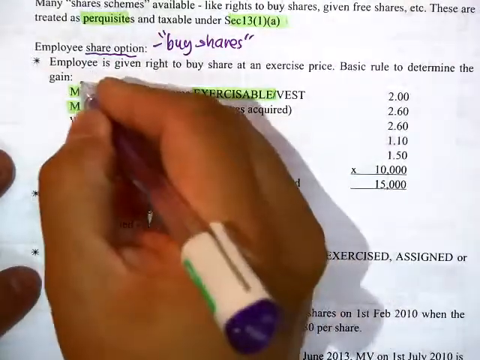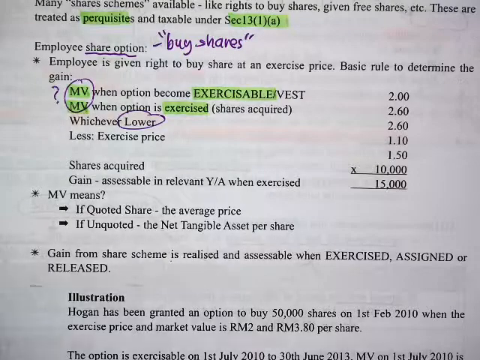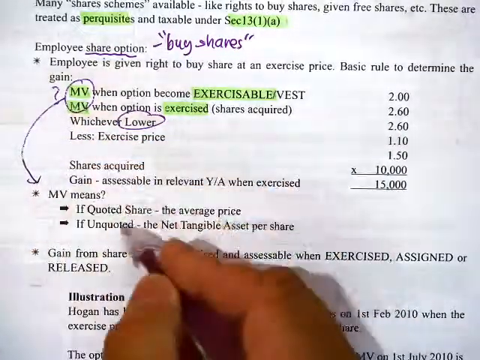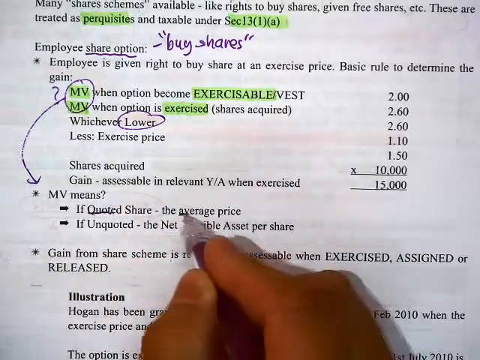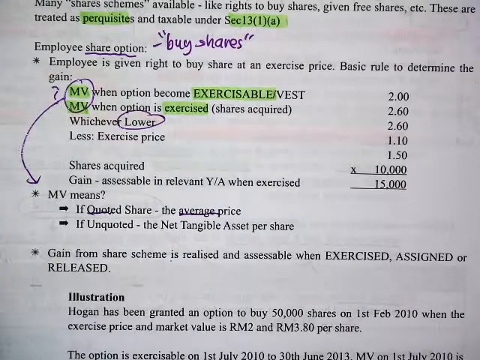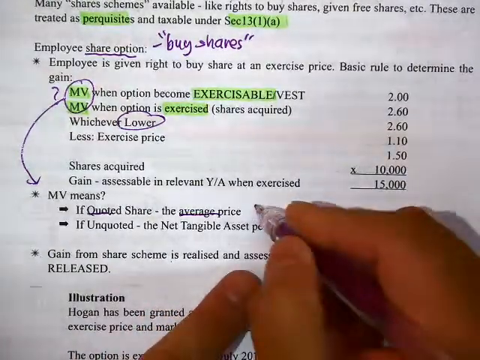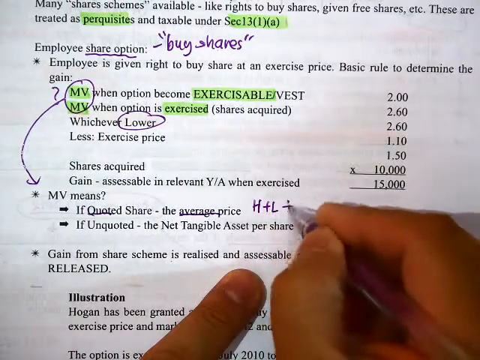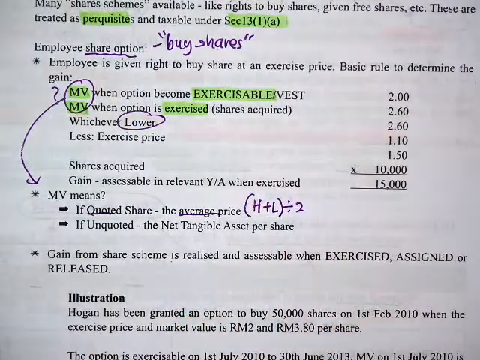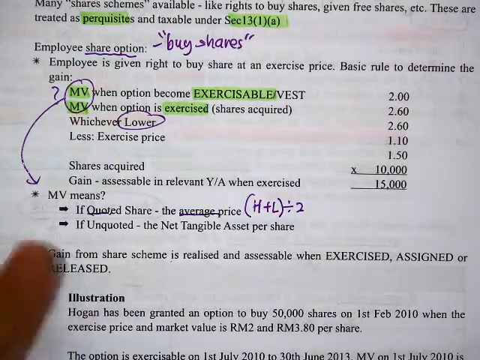So how do you derive market value? Now if your company is listed, then the market value is easy. A listed company, quoted one, we take the average. So far in the exam they don't test how to get the average, but the average is highest plus lowest divided by 2. So I just put H plus L divided by 2. Take your market value on the trading day, highest and lowest divided by 2, so you get that as an average.